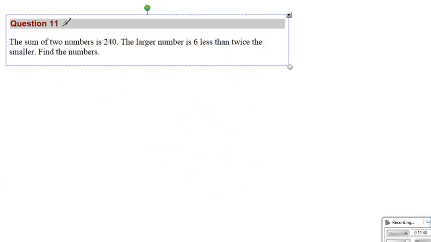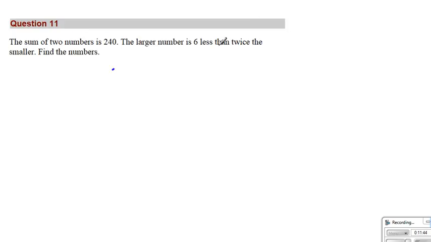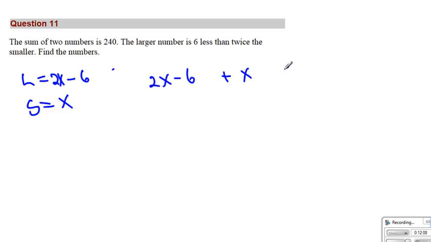Alright, number 11, sum of two numbers is 240. Now, larger number is, so we have that L with the large number is 6 less than twice the smaller, so 2x, if small one is also equal to x. Find the numbers, so we just have to combine together and have to set it equal to 240.